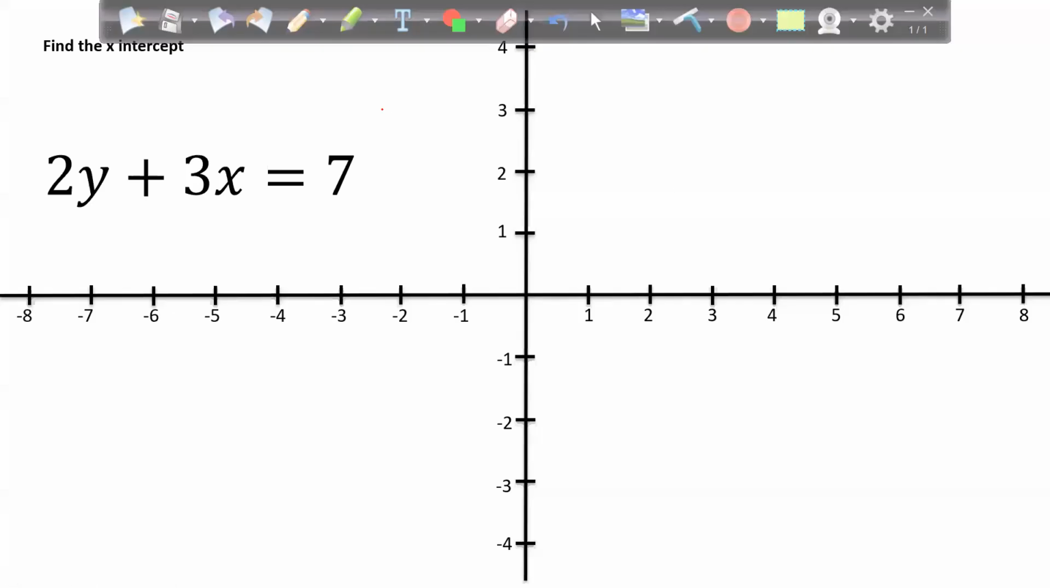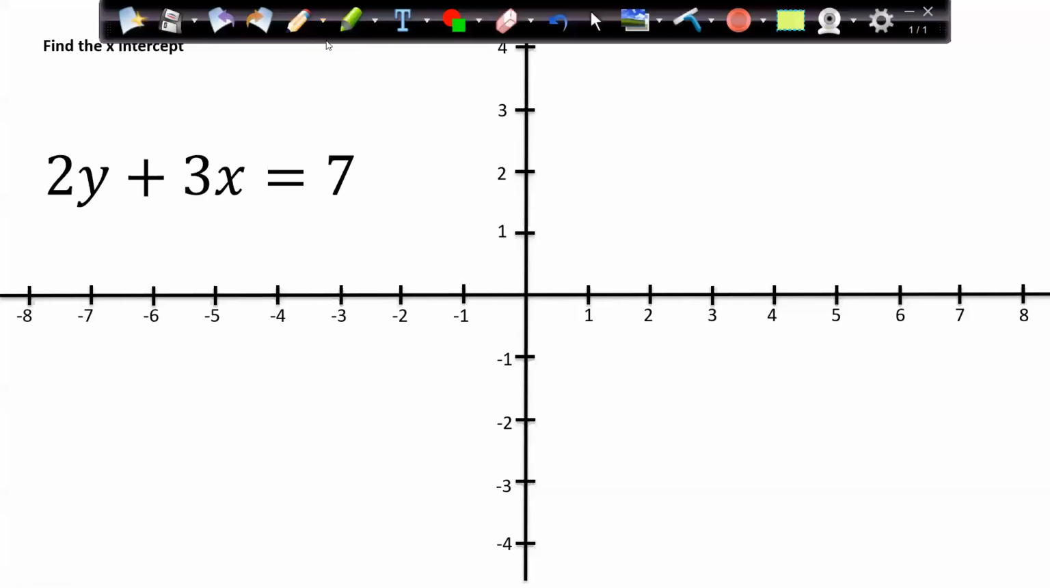Here in the equation they are saying that find the x intercept. That means y equal to 0. So 2 into 0 plus 3x equal to 7, x equal to 7 by 3, around 2.3 something. So somewhere here is my x intercept.